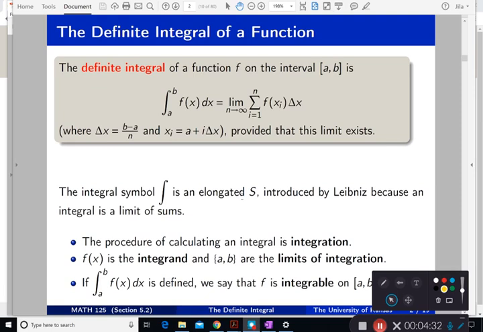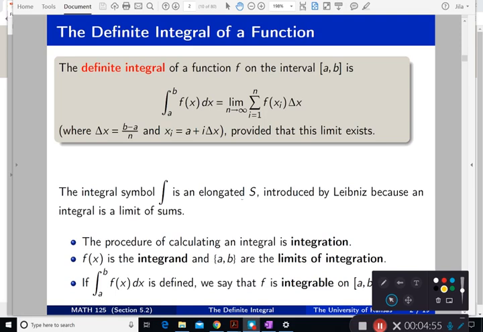Now, again, we're saying the definite integral of a function f on the interval a and b is the integral from a to b of f of x dx, and it's equal to the limit as n goes to infinity of the summation i equal to 1 to n of f of xi delta x.